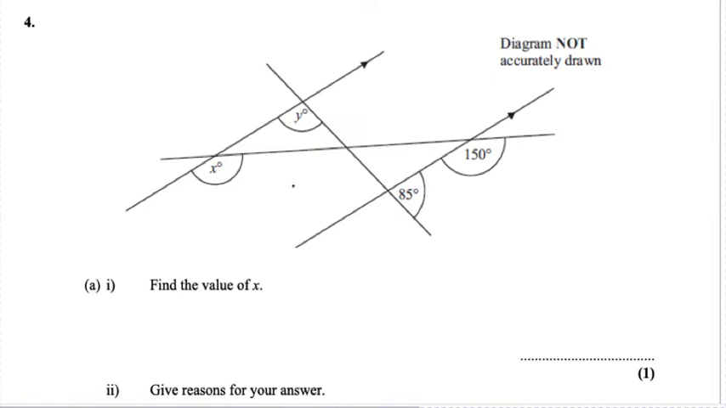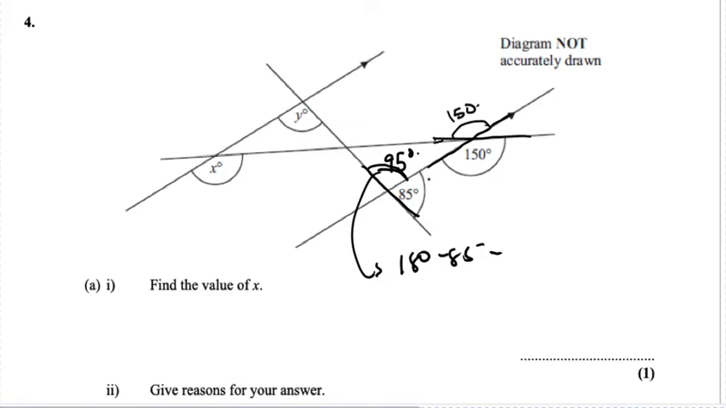So we know that this is a straight line. We want the value of X, so let's find this angle here. This angle will be got by getting 180 minus 85. And what's the answer? 180 minus 85. So this will be 95. Okay, now 95, looking at this angle here, this one here is an X, vertically opposite angles, so this one will also be 95.